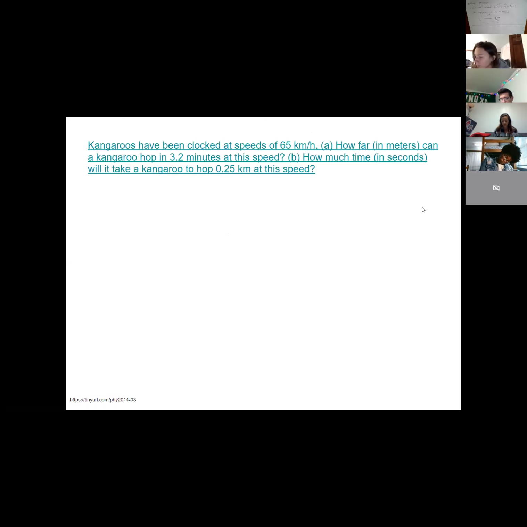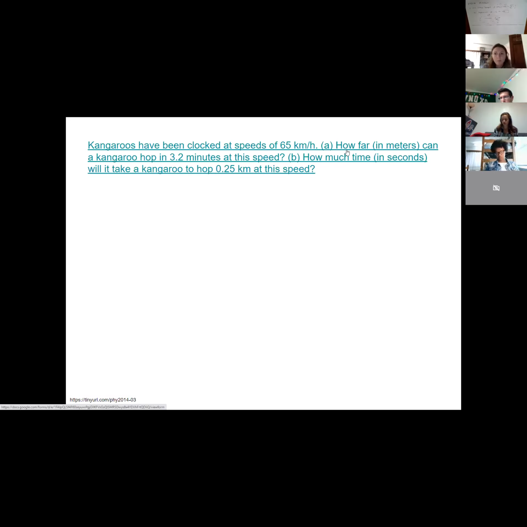All right. Now let's take a look at this example here. It says kangaroos have been clocked at speeds of 65 kilometers per hour. A, how far can a kangaroo hop in 3.2 minutes at this speed? And B, how much time will it take a kangaroo to hop 2.25 kilometers at this speed? So pay attention to the units here. You probably want to do unit conversion in the first place.